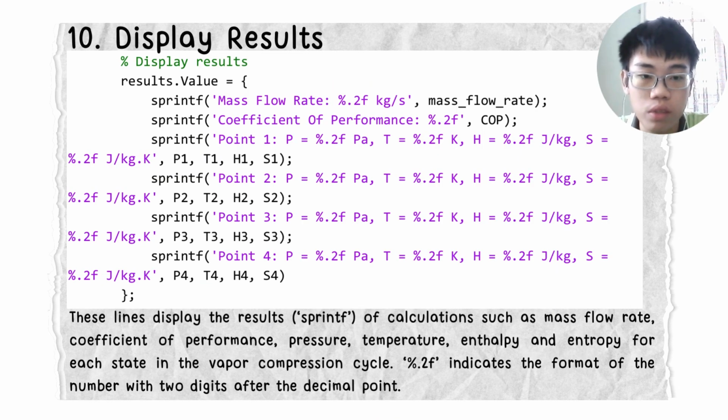After we do the calculation, we need to display the result. The code shown here will display the results that we calculated. The lines display the results by using the code fprintf for the calculations, such as mass flow rate, coefficient of performance, pressure, temperature, enthalpy, and entropy for each step in the vapor compression cycle. The code %.2f indicates the format of the number with 2 digits after the decimal point.